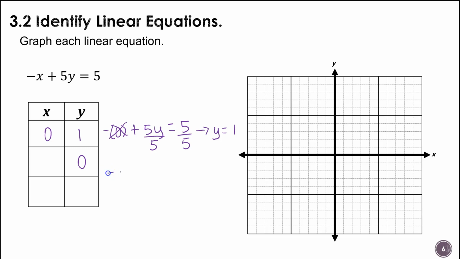On the next one, we're going to put the 0 in for y. And that eliminates that term. Divide both sides by -1, and we see that x equals -5.